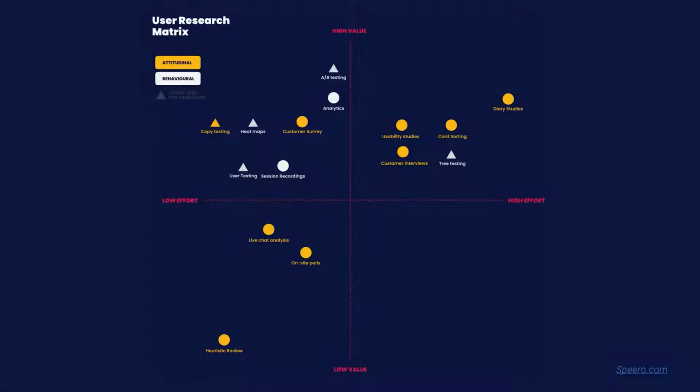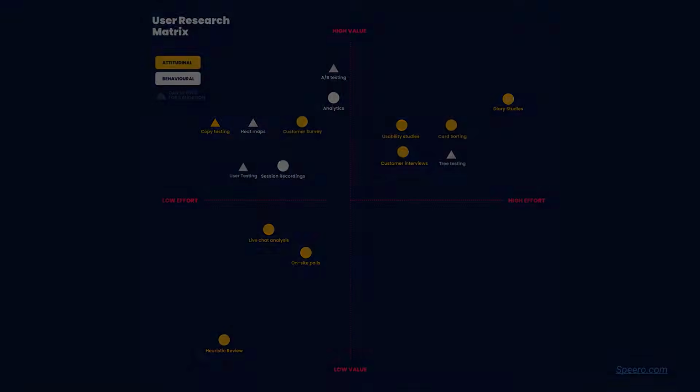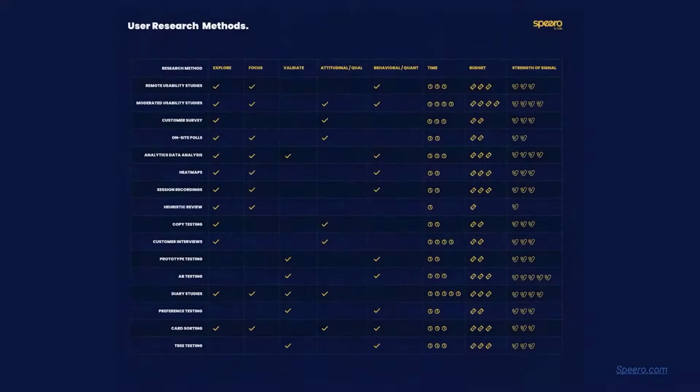So this framework can be used to help you to balance and see where the balance is between those different research methods with regards to strength of signal or value and effort, which is related to that resource topic as well. Now, the final framework I want to share with you as part of this lesson is our user research methods framework. So again, this starts to map out some of these different factors and considerations that I've just told you through. So it talks about the research objective. First of all, is it exploratory, focused, or validation research?